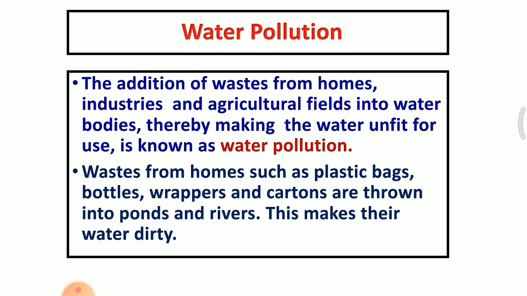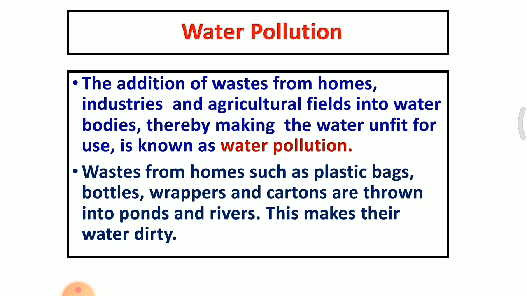The next one, water pollution. How does the water get polluted? The addition of wastes from homes, industries, and agriculture fields into water bodies, thereby making the water unfit for use, is known as water pollution. From homes, industries, and agriculture fields, we are leaving some wastes into the water. Due to that, water gets polluted. So this type of pollution is called water pollution.